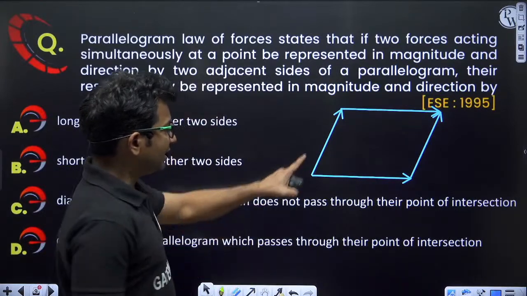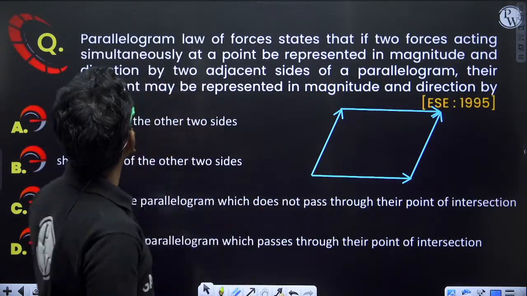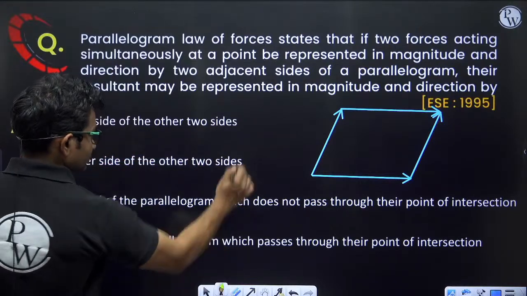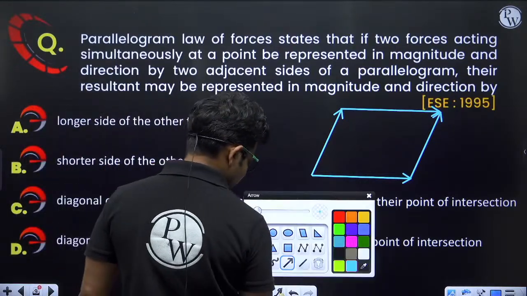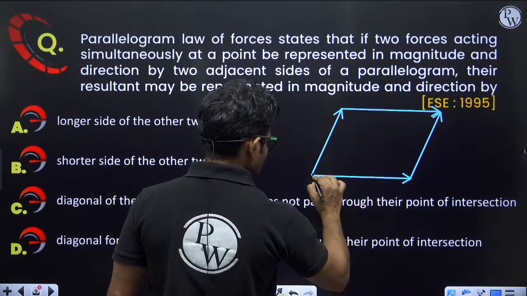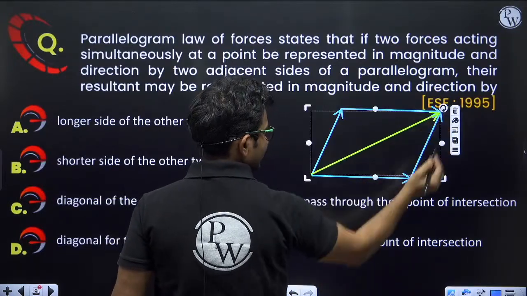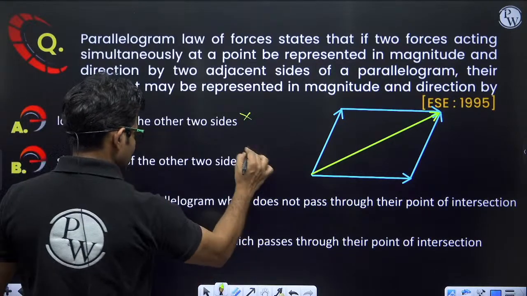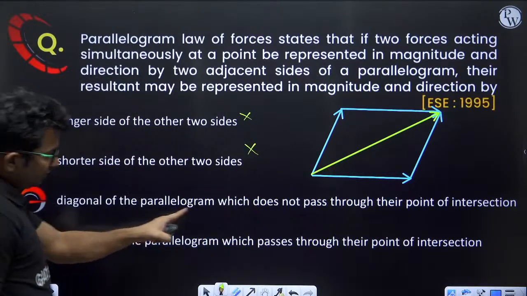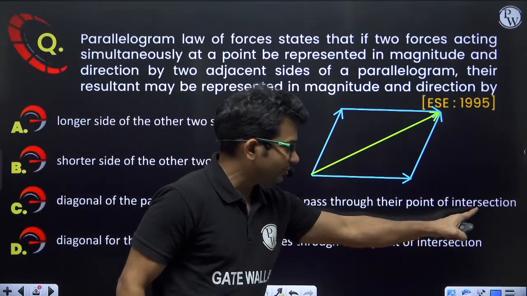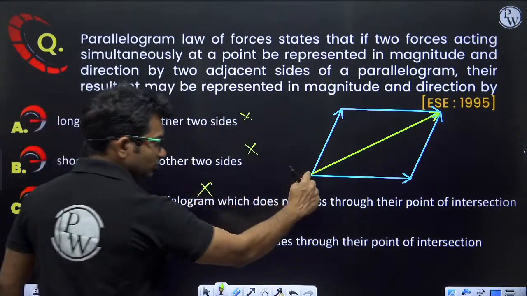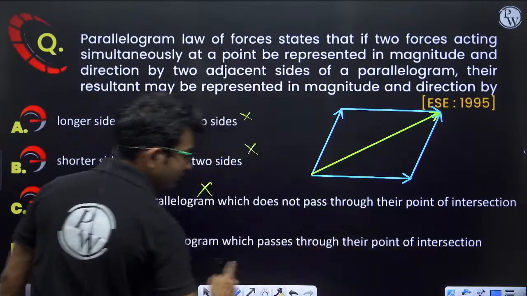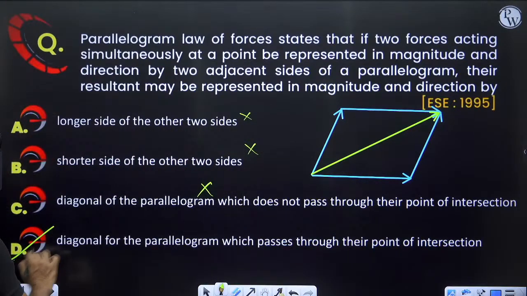So what will be the resultant of these two forces? Longer side of the two sides? No, the resultant will be given by this, no? This will be the resultant. So the resultant will be given by the diagonal. Okay, shorter side of the other two sides? Diagonal of the parallelogram which does not pass through their point of intersection? No, it will pass through the point of intersection. Okay, so the diagonal of the parallelogram which passes through the point of intersection. So the correct answer will be option D.